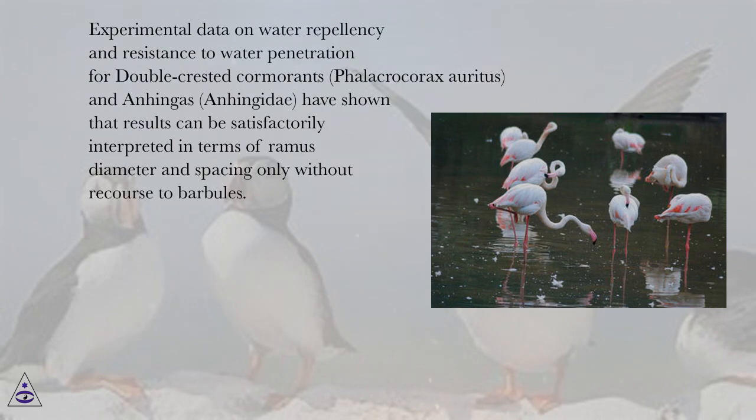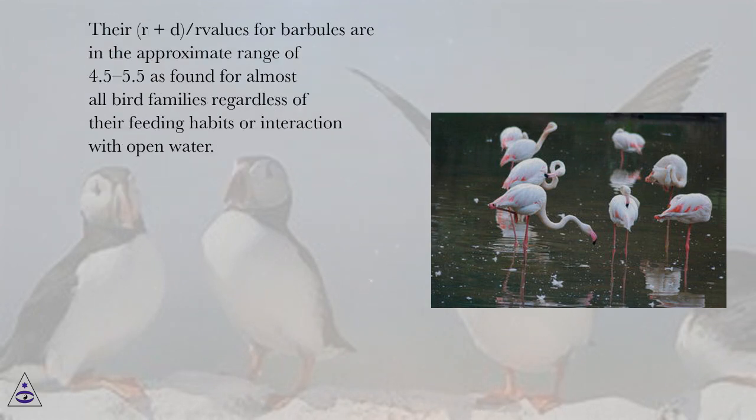Experimental data on water repellency and resistance to water penetration for double-crested cormorants, Phalacrocorax auritus, and Anhingidae, have shown that results can be satisfactorily interpreted in terms of ramus diameter and spacing only, without recourse to barbules. There, (R + D)/R values for barbules are in the approximate range of 4.5 to 5.5, as found for almost all bird families regardless of their feeding habits or interaction with open water.